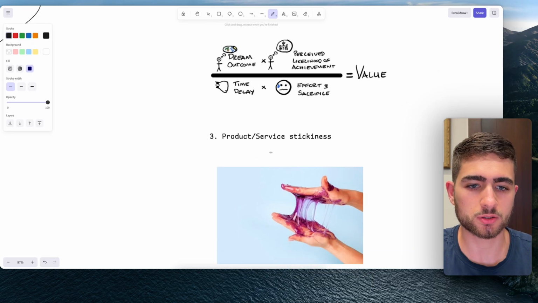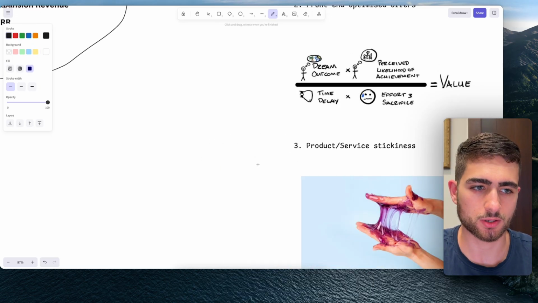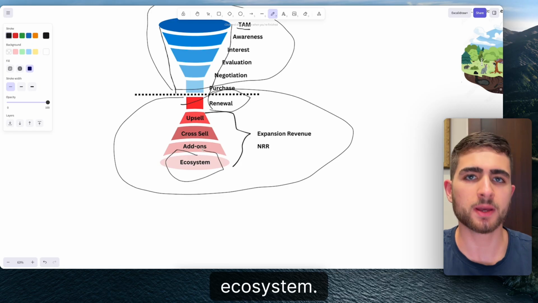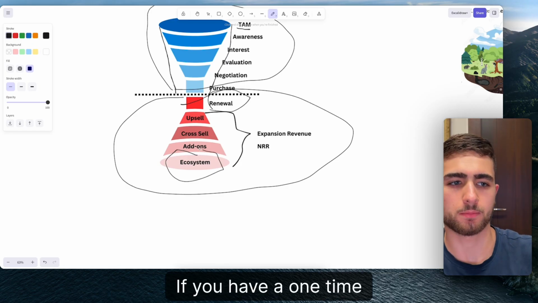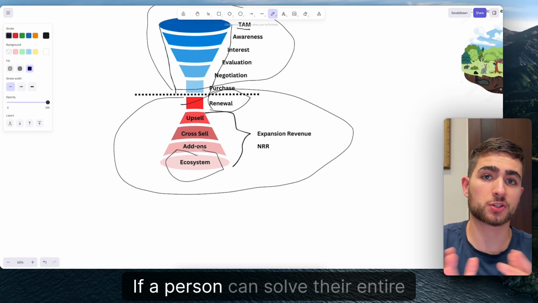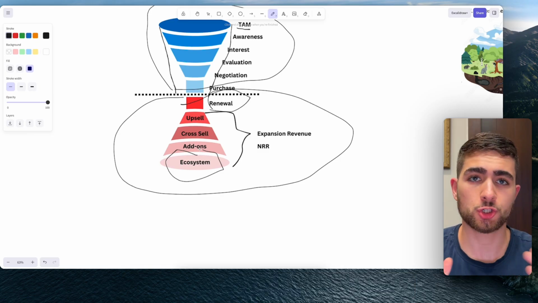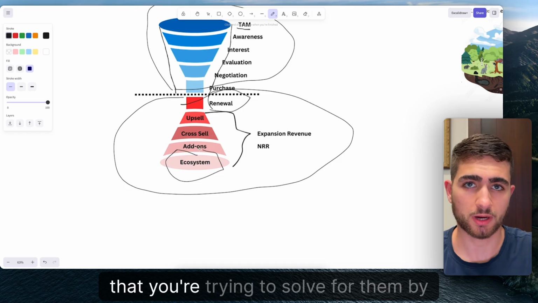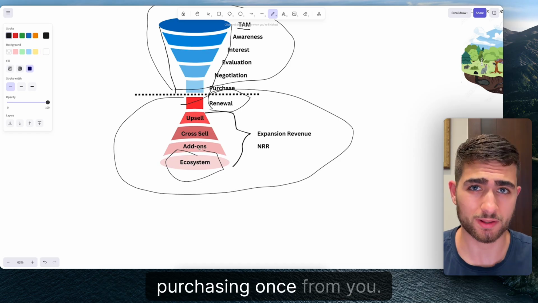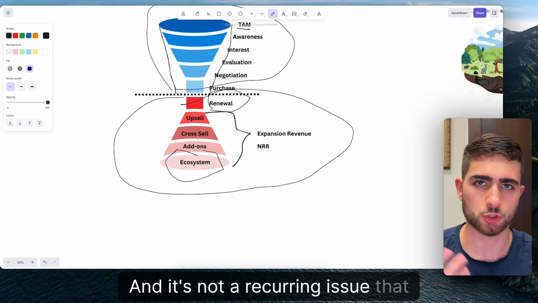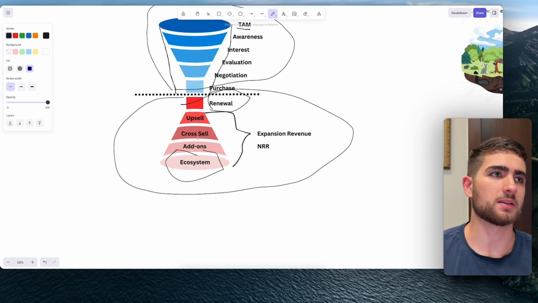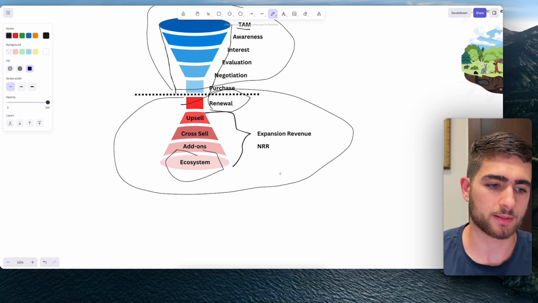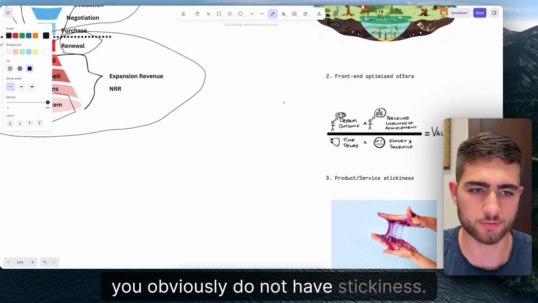And then we have product or service stickiness. So you're not going to be upselling people. You're not going to be building an ecosystem if you have a one-time purchase product. If a person can solve their entire issue or their entire problem that you're trying to solve for them by purchasing once from you, and it's not a recurring issue that you're solving, or that it is not really an important issue as well, then you obviously do not have stickiness.